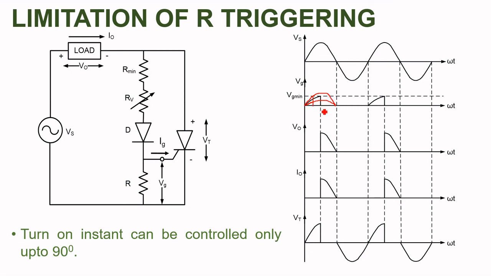or pi by 2 value, which is not possible even if we are trying to reduce the voltage lower than that of this value, which triggers the SCR at 90 degree. The voltage at the gate will never reach the Vg minimum value and the SCR will never get triggered. So this is the problem or the limitation of R triggering, that the turn on instant can only be controlled up to 90 degree.